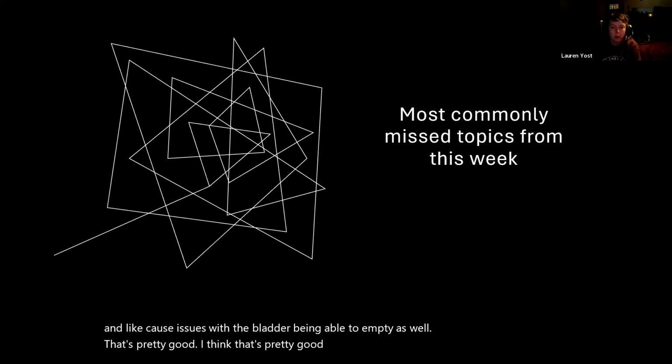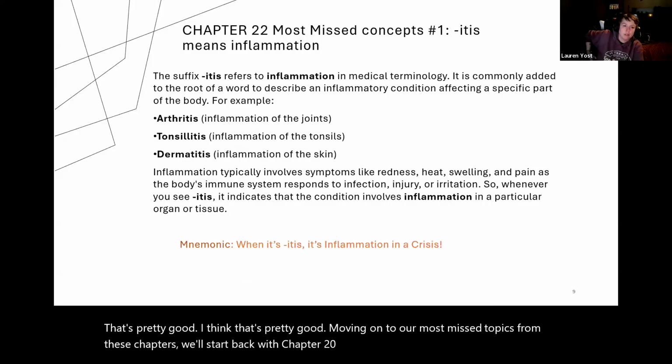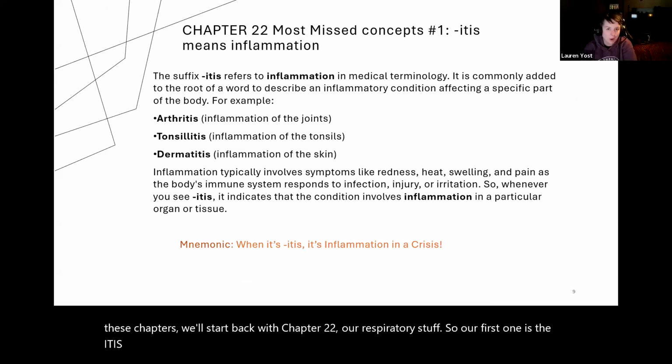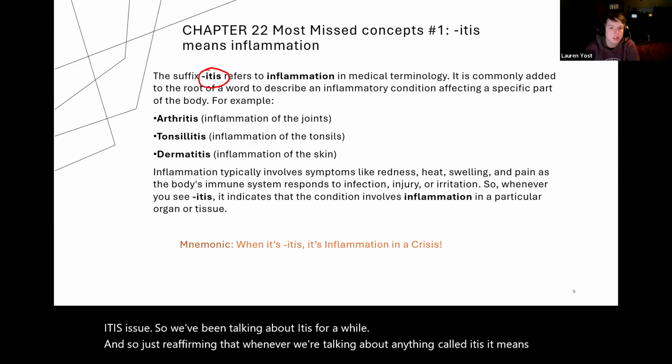Moving on to our most missed topics from these chapters, we'll start back with chapter 22, our respiratory stuff. So our first one is the itis issue. So we've been talking about itis for a while. And so just reaffirming that whenever we're talking about anything called itis, it means inflammation in whatever that tissue is.